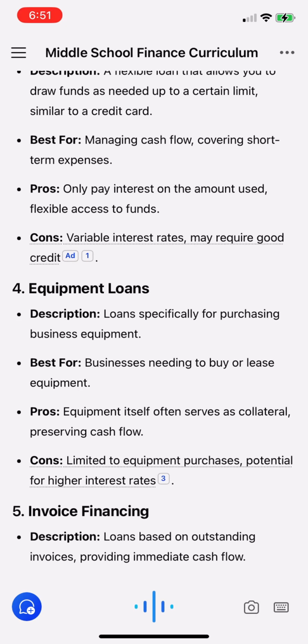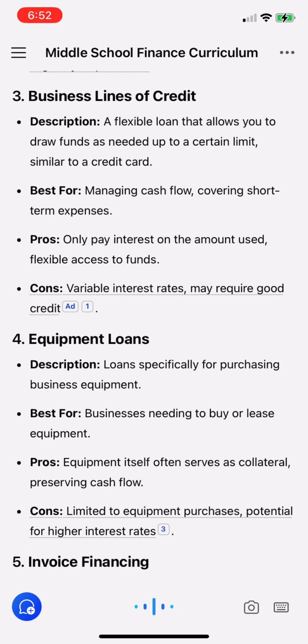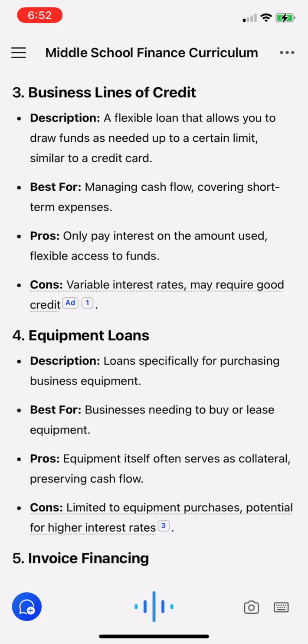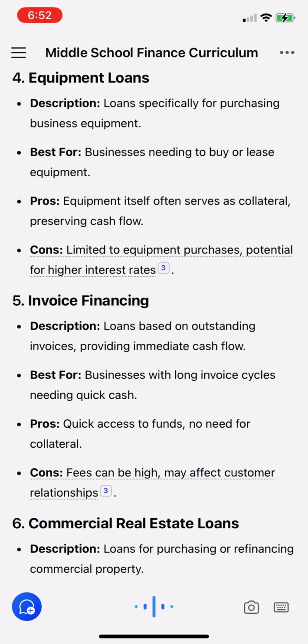Pros: only pay interest on the amount used, flexible access to funds. Cons: variable interest rates, may require good credit. 4. Equipment loans. Description: loans specifically for purchasing business equipment. Best for businesses needing to buy or lease equipment.